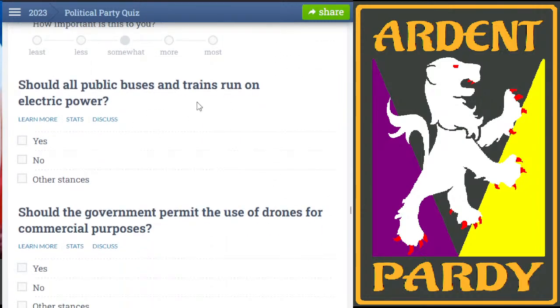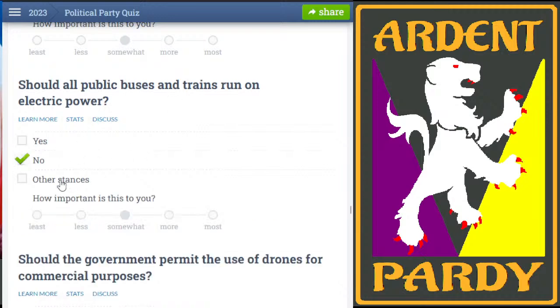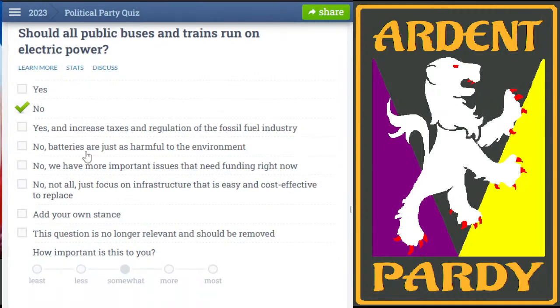Should all public buses and trains run on electric power? No, of course not. Don't be idiotic. Batteries are just as harmful. That's not exactly true. We have more important issues that need funding. Not at all. Just focus on infrastructure. It's easy and cost-effective to replace.